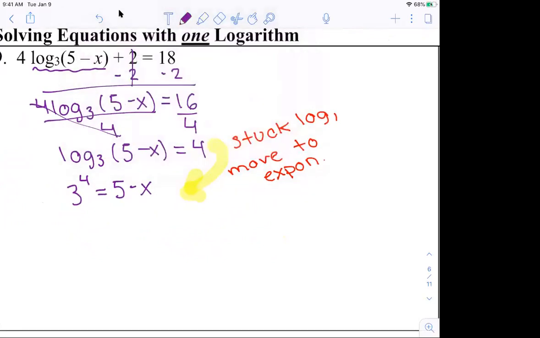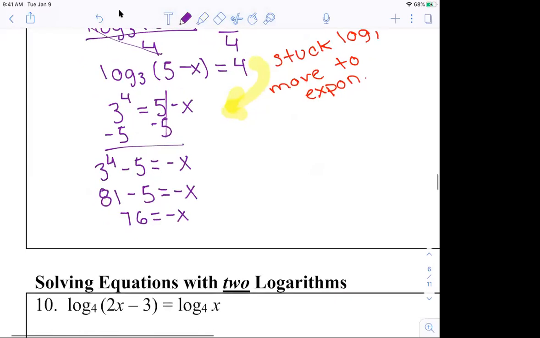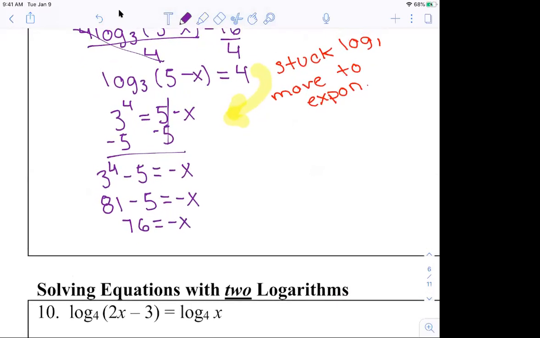This is algebra 1. To get x alone, I'm going to subtract 5 from both sides. So 3 to the 4th minus 5 equals negative x. And then I'm going to divide everything by negative 1. Before I do that, I do know what 3 to the 4th is. You can use your calculator if you need to, but that's one of the numbers we should know. That's 81. It's just going to make this a little bit easier if I start to solve here. 81 minus 5 is 76 equals negative x. Divide both sides by negative 1, and that's going to give me x is negative 76.